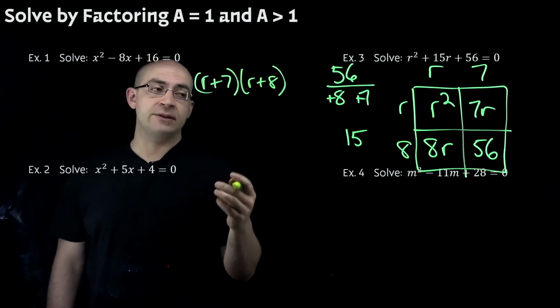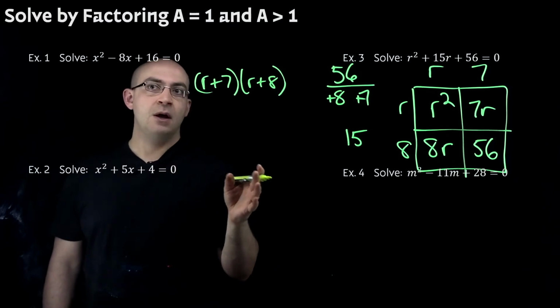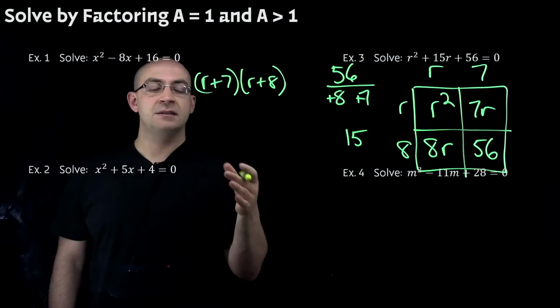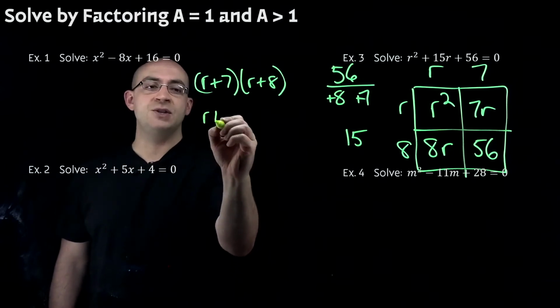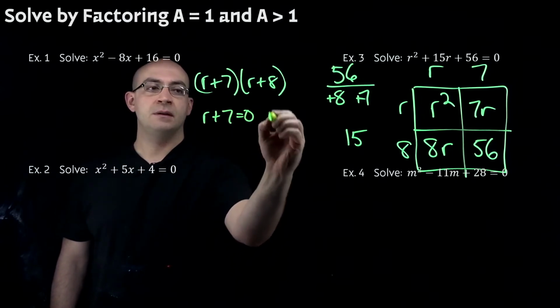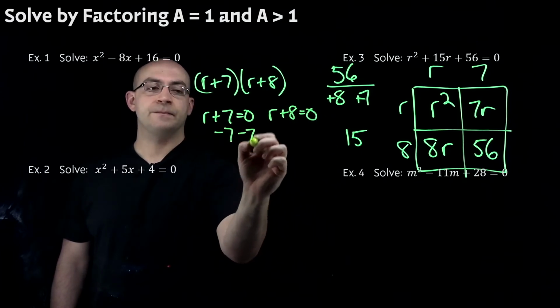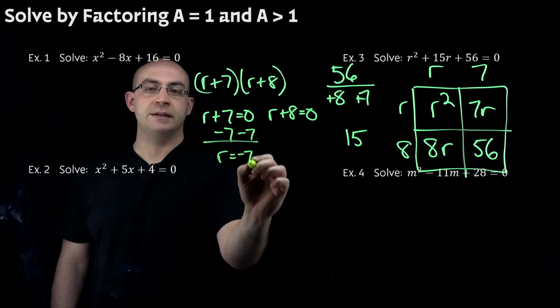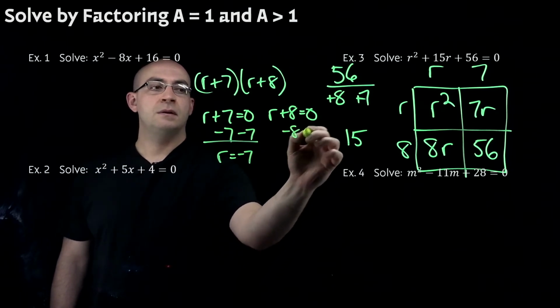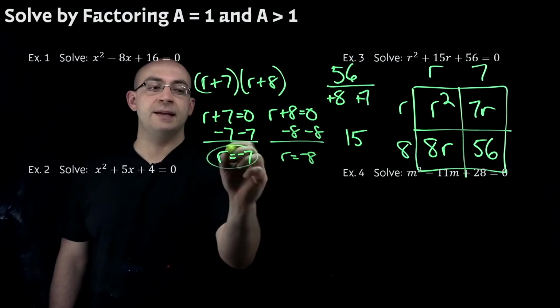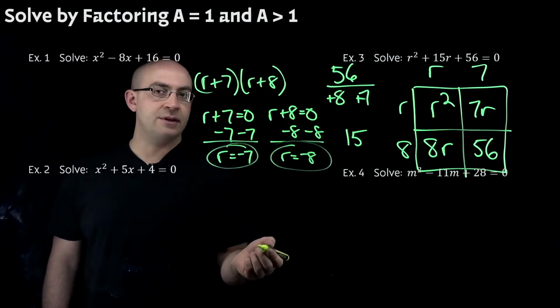Again, those are my factors, and if I just asked to factor, we'd be done. But because I'm asking for solving, we have to use the factoring process to get to the solving part. So I'm going to set each one of these equal to 0, and I'm going to solve for R. So R is going to be negative 7, and R is going to equal negative 8. So those are my two answers for number 3, negative 7 and negative 8.